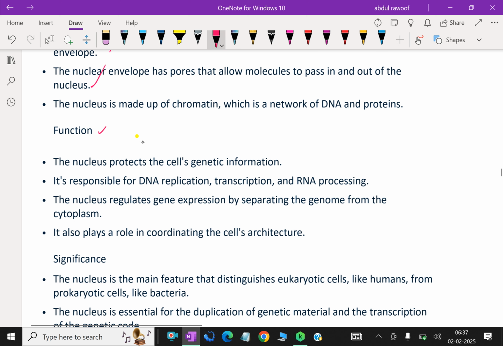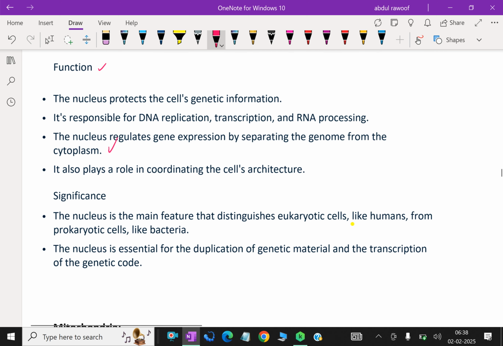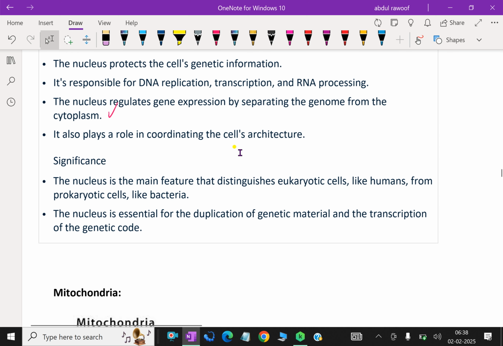The function: the nucleus protects the cell's genetic information. It's responsible for DNA replication, transcription, and RNA processing. The nucleus regulates gene expression by separating the genome from the cytoplasm. It also plays a role in coordinating the cell's activities. Significance: the nucleus is the main feature that distinguishes eukaryotic cells like humans from prokaryotic cells like bacteria. The nucleus is essential for the duplication of genetic material and the transcription of the genetic code.